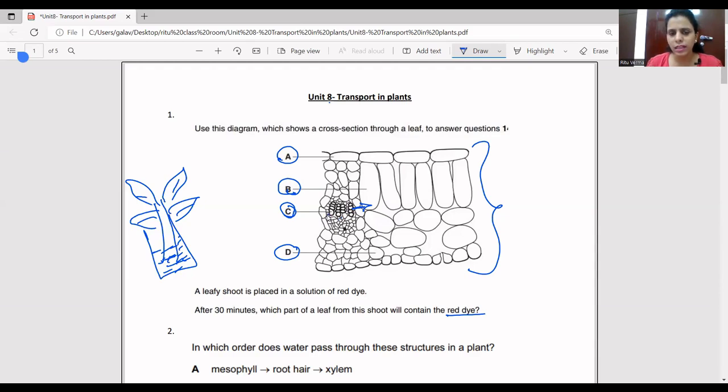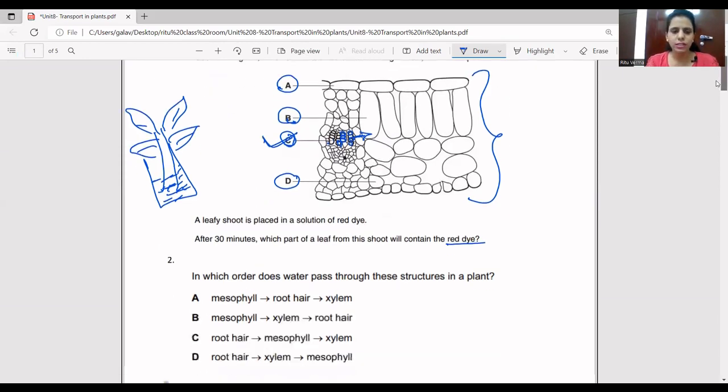This is because xylem has lignin deposition in it. The cell wall of xylem has lignin. Lignin is a polysaccharide, and because of the presence of lignin in the cell wall, these xylem vessels have thicker walls. So all these cells which have thick walls here are actually xylem vessels. And we know that xylem vessels help in conduction of water and minerals in the plant. Hence this C is the correct answer. This xylem vessel will be red in color.